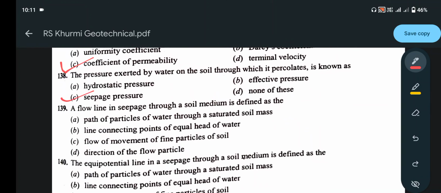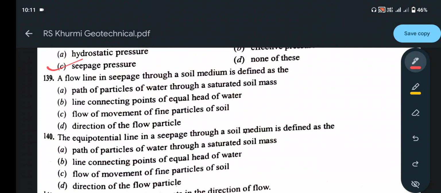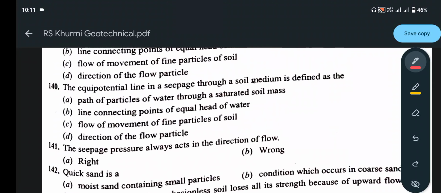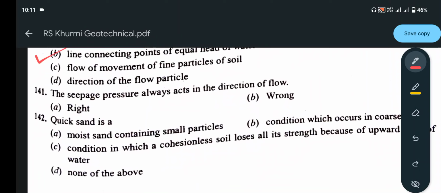Yes, the flow line in seepage through a soil medium is defined as, what is the flow line? Flow line is defined as a path of particles of water through a saturated soil mass. And equipotential line, what is equipotential line? Equipotential line in a seepage through a soil medium is defined as line connecting points of equal head of water. Okay, the seepage pressure always acts in the direction of flow. Yes, the seepage pressure always acts in the direction of flow.